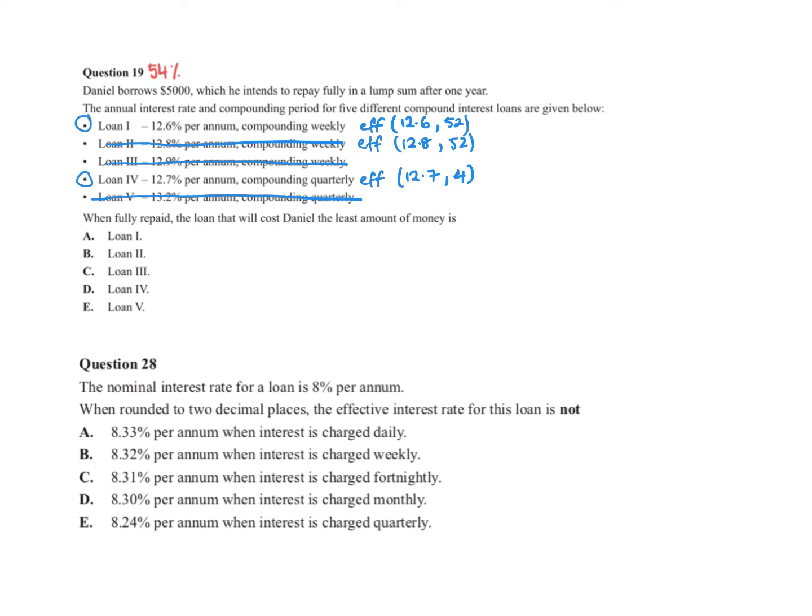So if I do 12.6, 52, this one I got the effective interest rate to be 13.41%. And I'm going to go down and do this one. What do we get? Has anyone done it? 12.7, 4. This one I got 13.32. So loan 4 is the way to go because that's the lowest value. He's got to pay a loan. Okay?